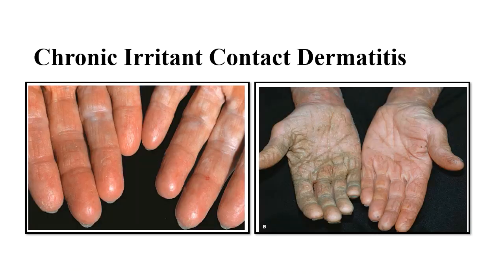This is a picture of chronic irritant contact dermatitis. Early chronic irritant contact dermatitis. This is in a lady and this has resulted from repeated exposure to soaps and detergents. We can notice the glistening fingertips. It is called pulpitis.